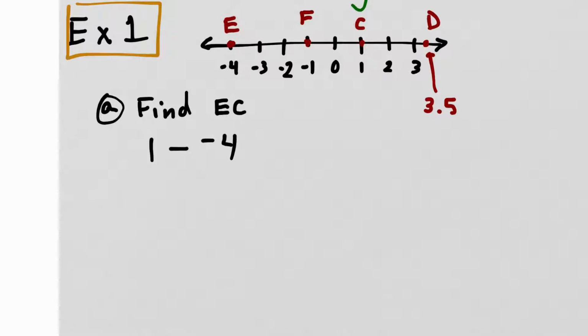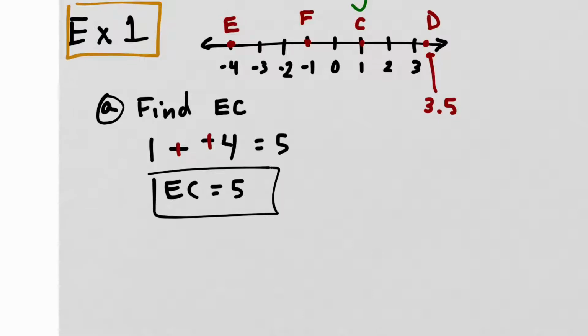Whenever you have a minus a negative, that's the same thing as adding. If you subtract a negative, it's the same thing as adding. Hopefully we remember that. And so that's 5. So EC equals 5. Note it's not this, because that's referring to the name. Right now we're referring to the length of EC, so we don't put the bar on the top. So that would be that.